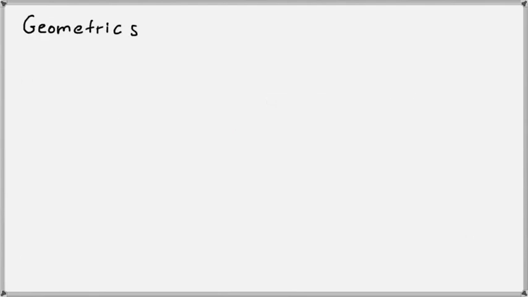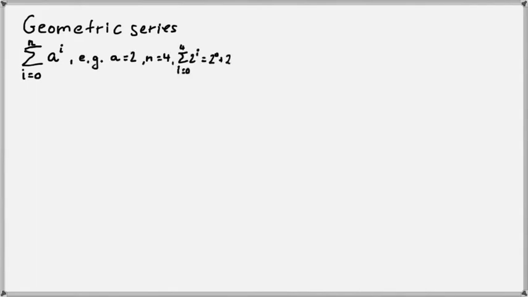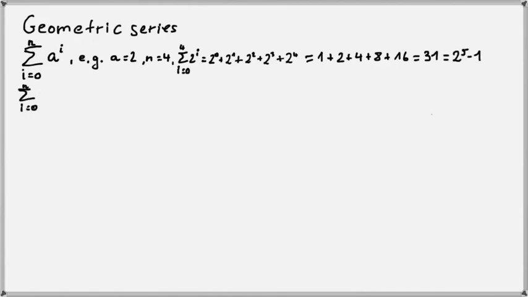Another important sum is a geometric sum, a geometric series. That is a sum over a to the i, where a is some number. For instance, if a is 2 and n is 4, I get the sum for i from 0 to 4 of 2 to the i, which is 2 to the 0, which is 1, plus 2, plus 4, plus 8, plus 16. This is actually 31. And 31 is actually 2 to the 5 minus 1, since the last term was 2 to the 4.